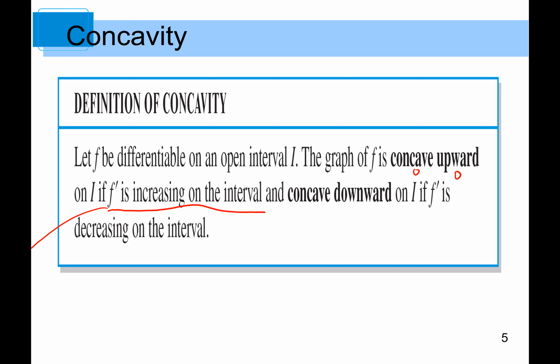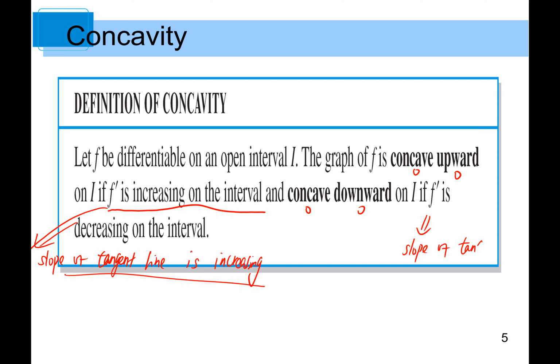Same thing as saying the slope of the tangent line is increasing. And concave downward on interval I if f prime is decreasing on the interval, meaning the slope of the tangent line is decreasing.